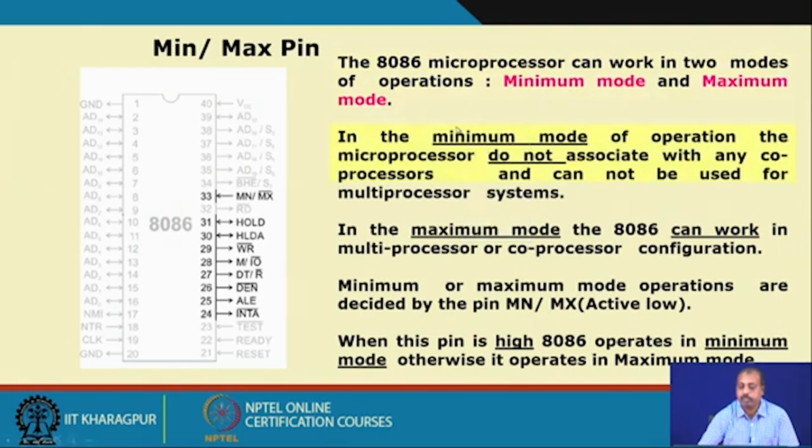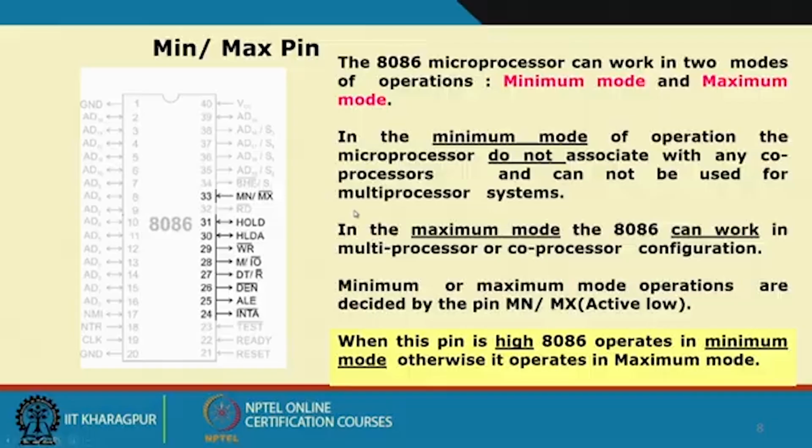So, in minimum mode of operation it does not associate with any of the processors. Then in maximum mode, it can work in a multiprocessor environment. So, you can put a number of processors and they will be cooperating with each other for doing some job done. That way you can put in a multiprocessor environment.